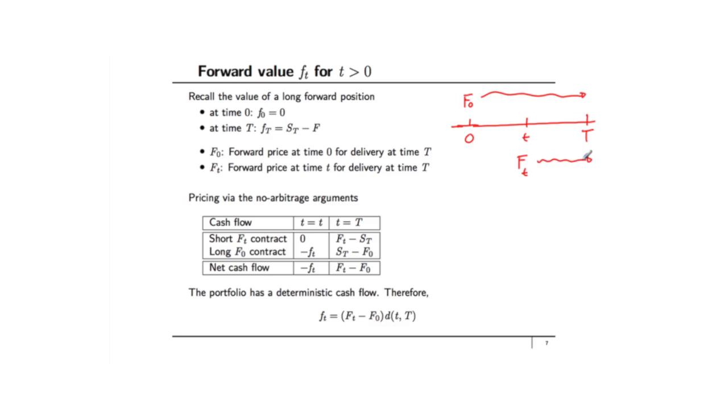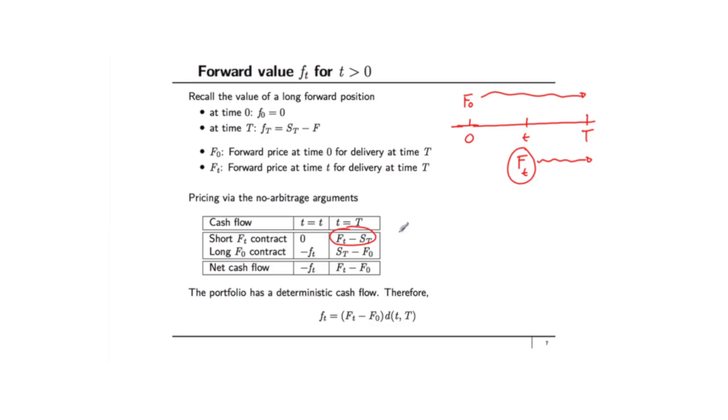Now we're going to again construct a portfolio. We're going to short this contract. I'm going to short the Ft contract. What are the cash flows associated with that? At time t equal to little t, because this contract has been struck at time t equal to little t, I don't have to pay anything to take the short position. At time t equal to capital T, I get F sub little t minus S capital T.